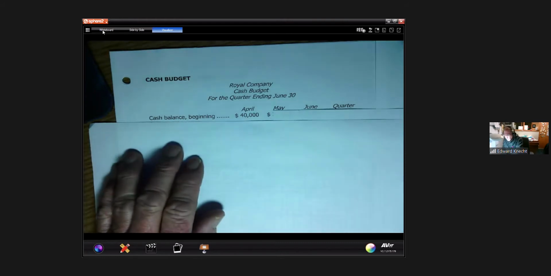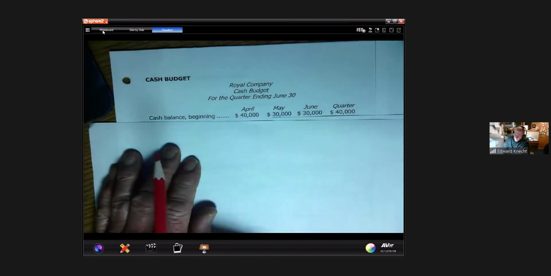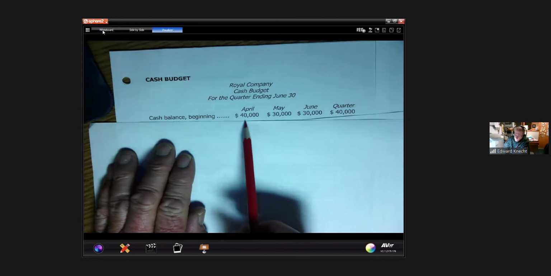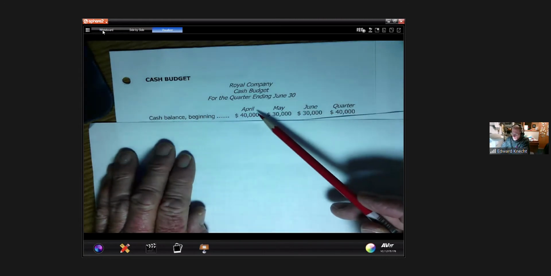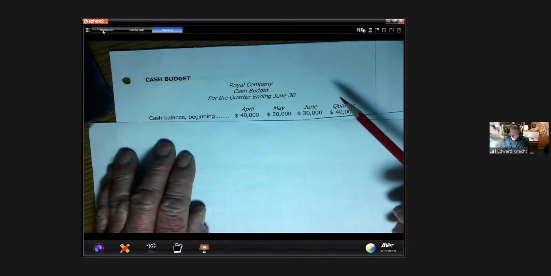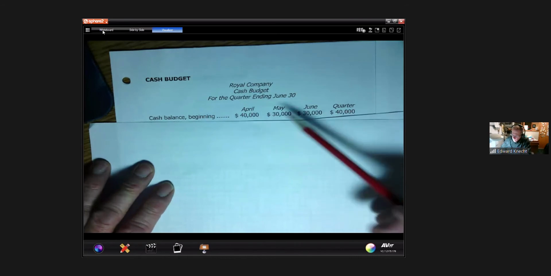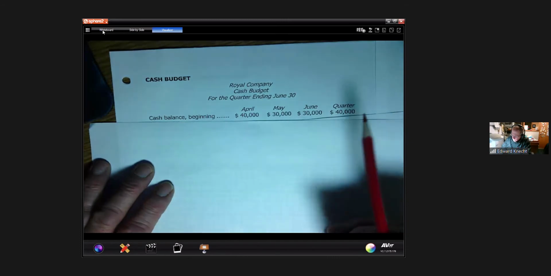And I want to emphasize this point because students make this mistake. You don't just add across. For a lot of them, you do. But when it says the beginning cash balance, and we're looking at April, it's 40,000. The quarter begins with April, so it has to be the beginning balance for the quarter. It's going to be April 1st, 40,000. On the exam, people just start adding across, and that messes up the totals.